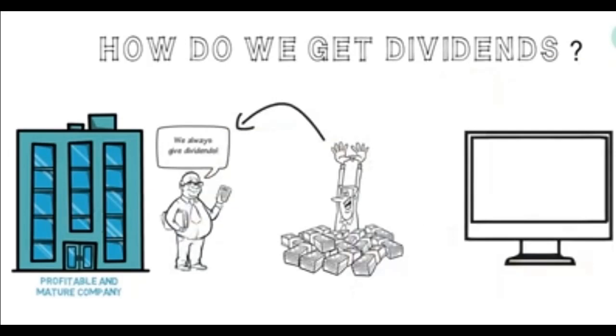How do we get dividend? Which company will give more dividends? In India, most of the PSU companies, that is public sector undertakings, will give more dividends. For example, NMDC, ONGC, BPCL, these are the companies which give more dividends. So if you want to get more benefit, if you want to get regular income through dividend, you can invest in these companies.